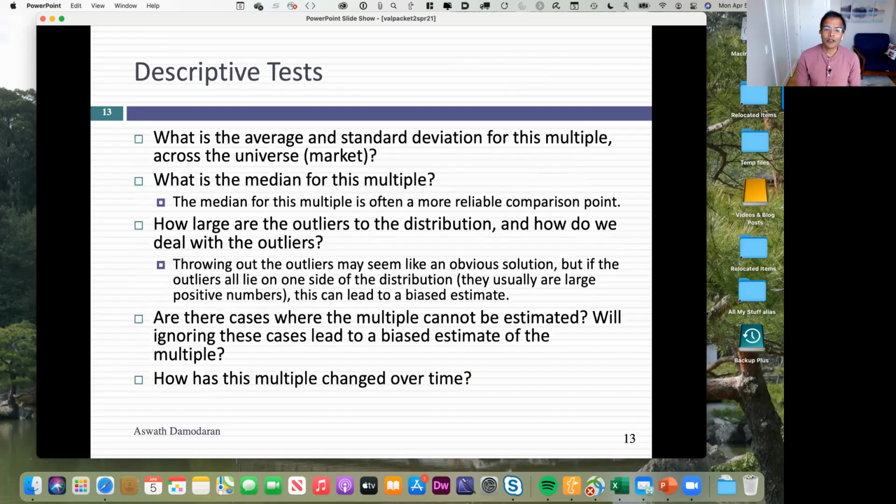So that's the first stop, the definitional stop. Make sure the multiple you're using is sound before you start doing more fancy stuff. My second stop is purely statistical. One of my favorite books is Moneyball. It's a Michael Lewis book.